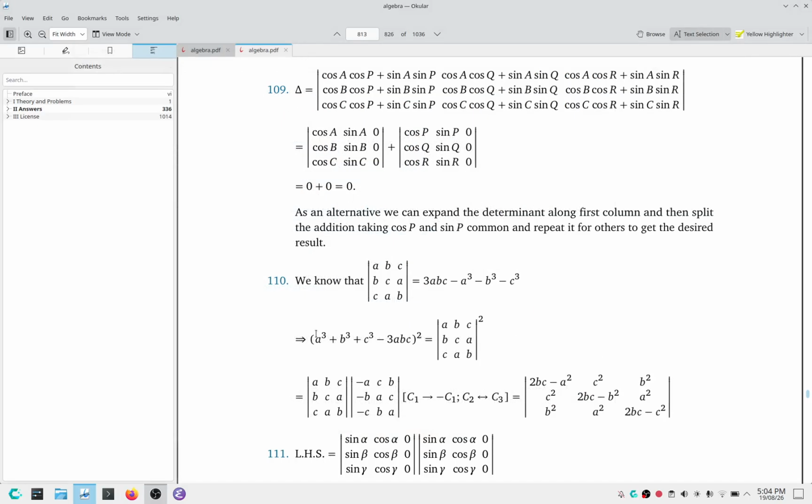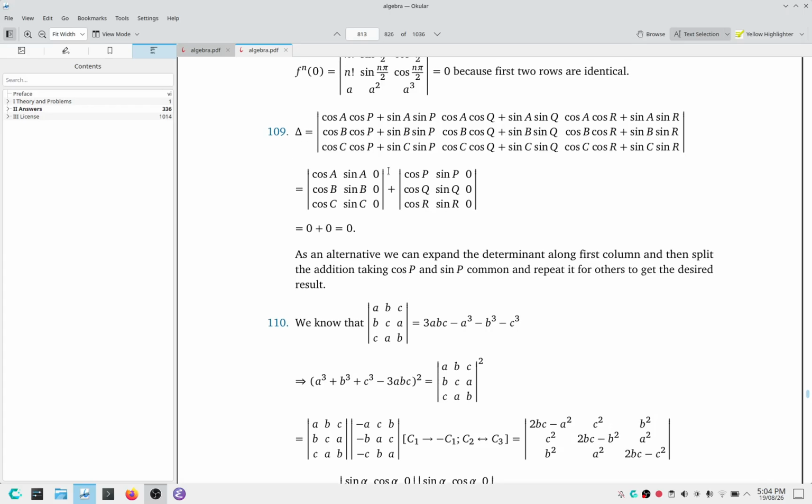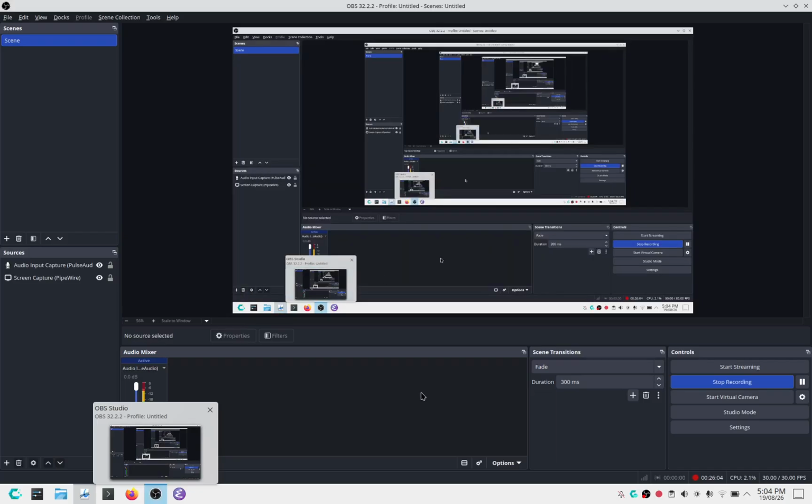So with this, I will end this video here. And so 109 won't have any solution. It is just a multiplication chain. It is not plus. So with this, I will end this video here, and we will meet again tomorrow with 10 more questions on determinants.